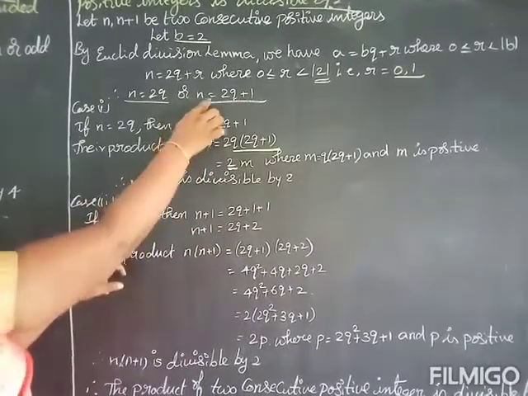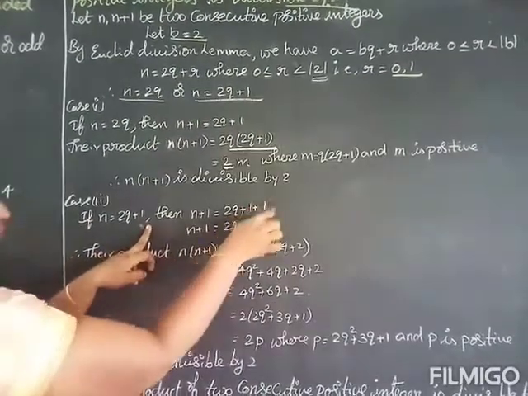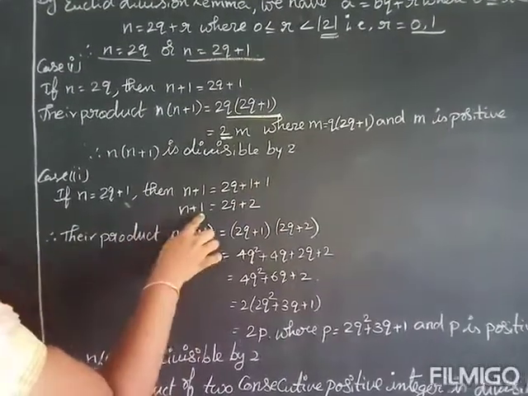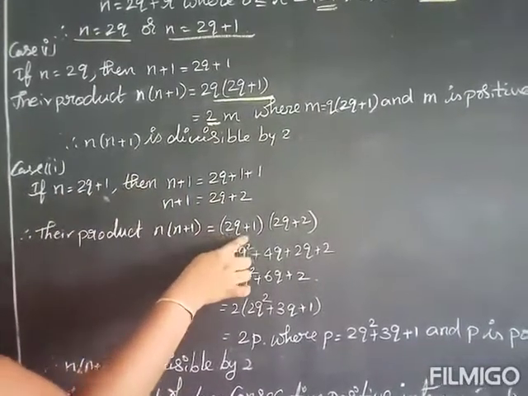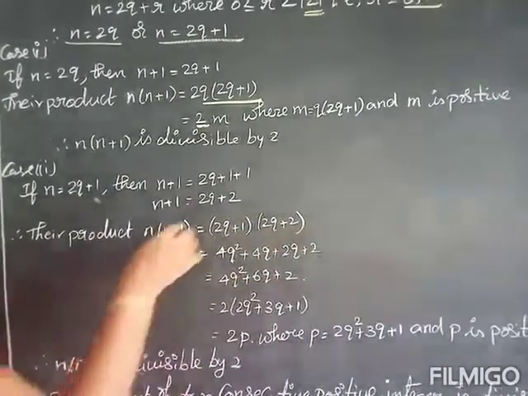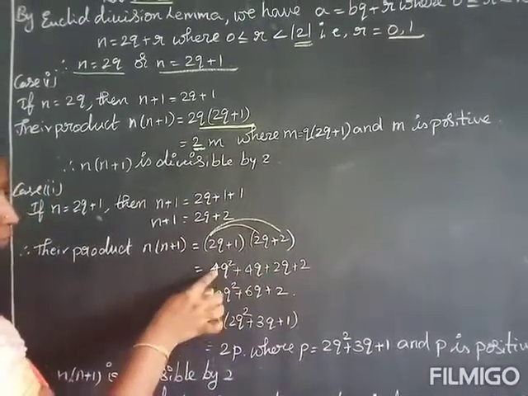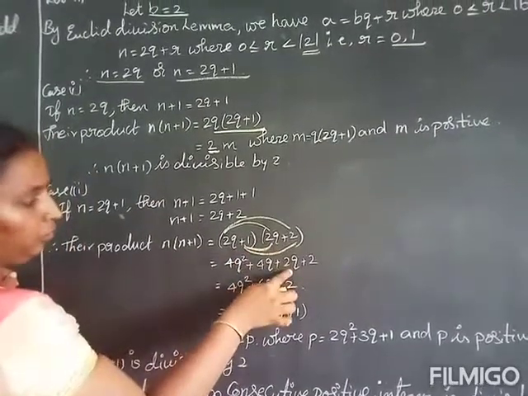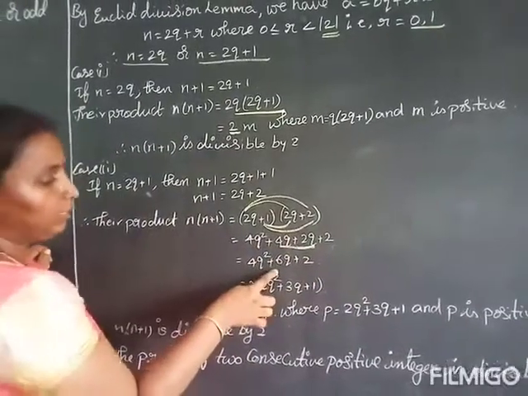Okay, next case 2, n = 2q + 1. What will then be n + 1? 2q + 1 + 1, and 1 + 1 you will get 2. So n + 1 is 2q + 2. So n(n + 1) is (2q + 1)(2q + 2). Now we are going to multiply these two. 2q into 2q is 4q². 2q into 2 is 4q. Again 1 into 2q is 2q, and 1 into 2 is 2. So 4q + 2q will get 6q.